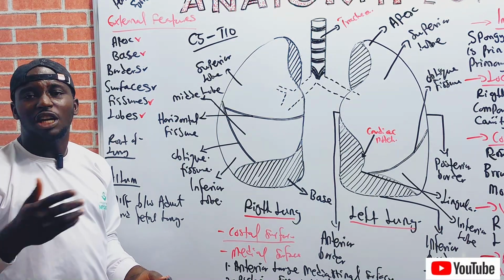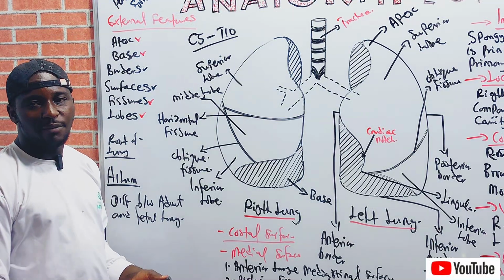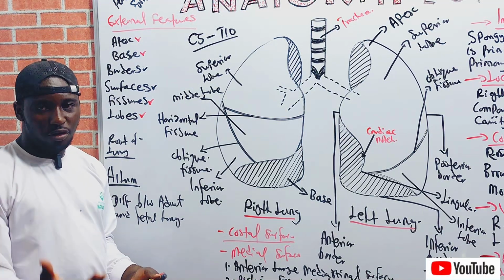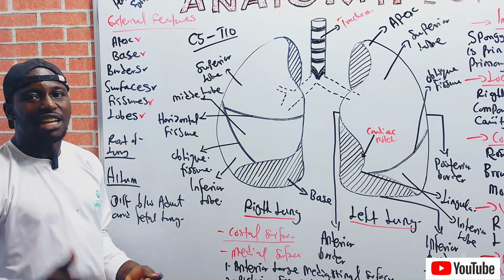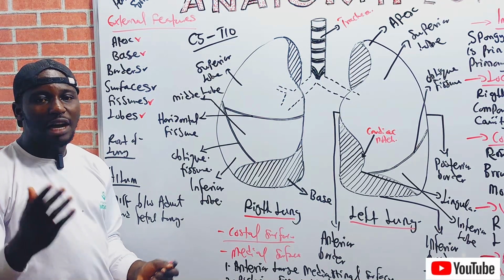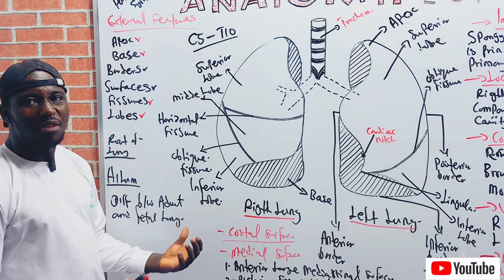You get? And they cannot crepitate. And if you place them on water, it will sink because there is no air in the alveoli. You get? So it can sink on water and it does not crepitate. So you have to understand the differences between the adult lung and the fetal lung.